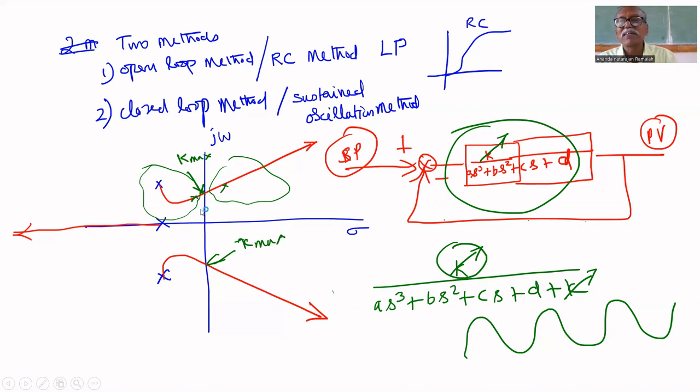If you know K max, you can use only 50% of the gain so that you are safely away from unstable. That is called relative gain. Relatively, I am 50% away from unstable. Are you able to follow?